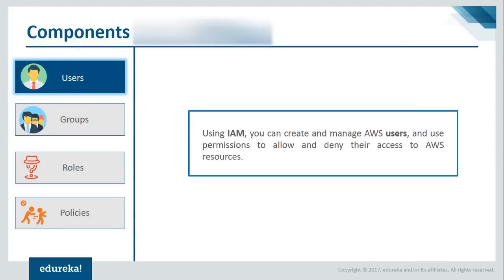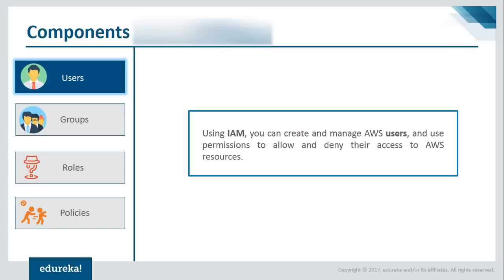So there are basically 4 different components in the IAM service. The first is users, then we have groups, then we have roles, and then we have policies. Right? So the way we are going to go about this is, first I'm going to explain each component in IAM, and then we're going to see how we can create them in the AWS console. Right, so let's start with the users.